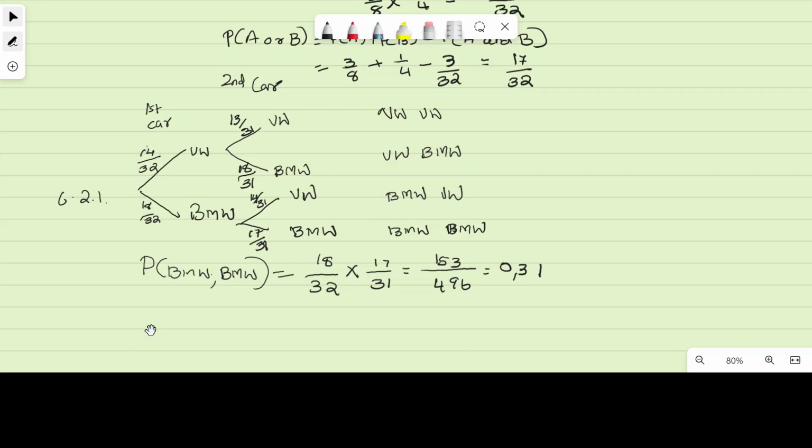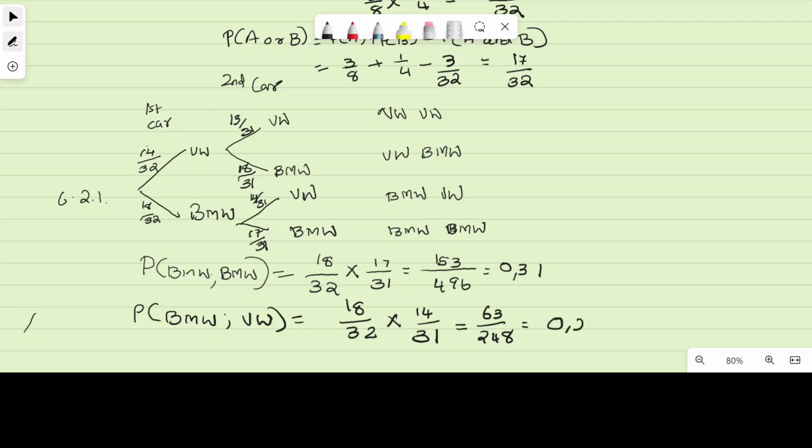So the question says probability of first one BMW and the second one VW, equal to first one BMW is 18 over 32 multiplied by second one VW is 14 over 31, which is equal to 63 over 248, which is 0,25 approximately, because these are rounded off answers. So that is the answer for 6.2.2.